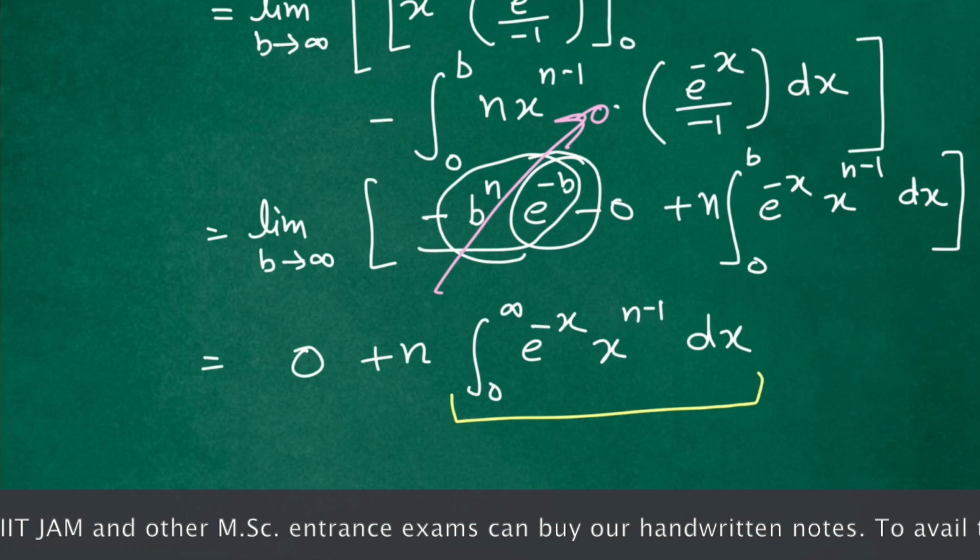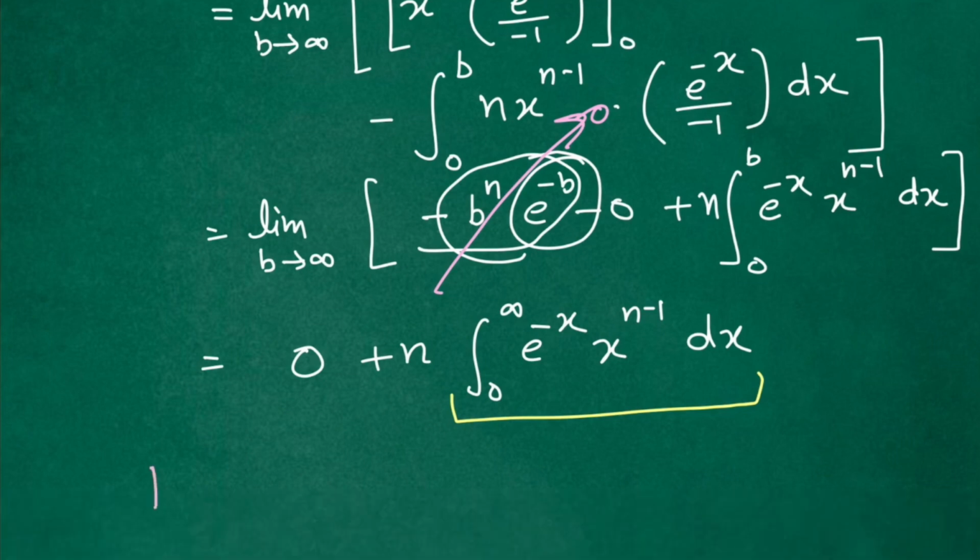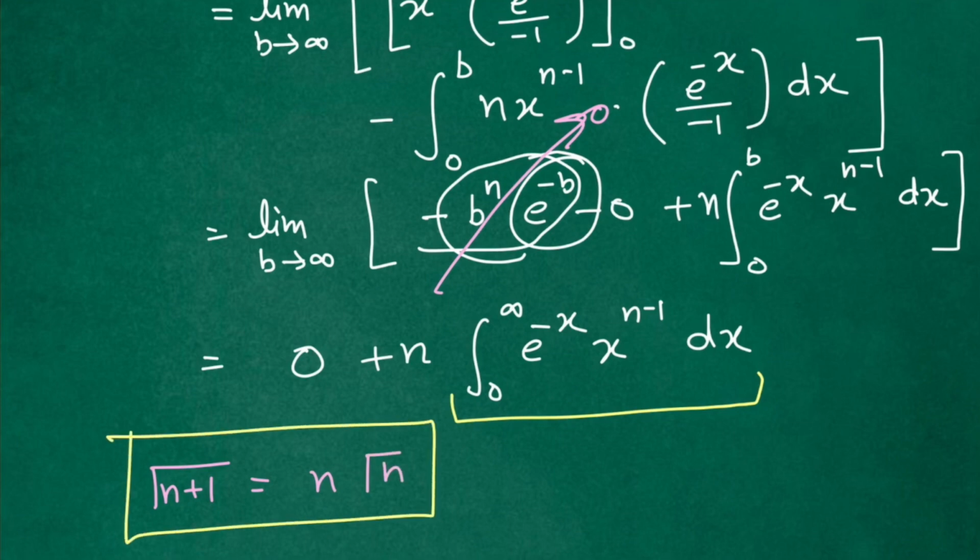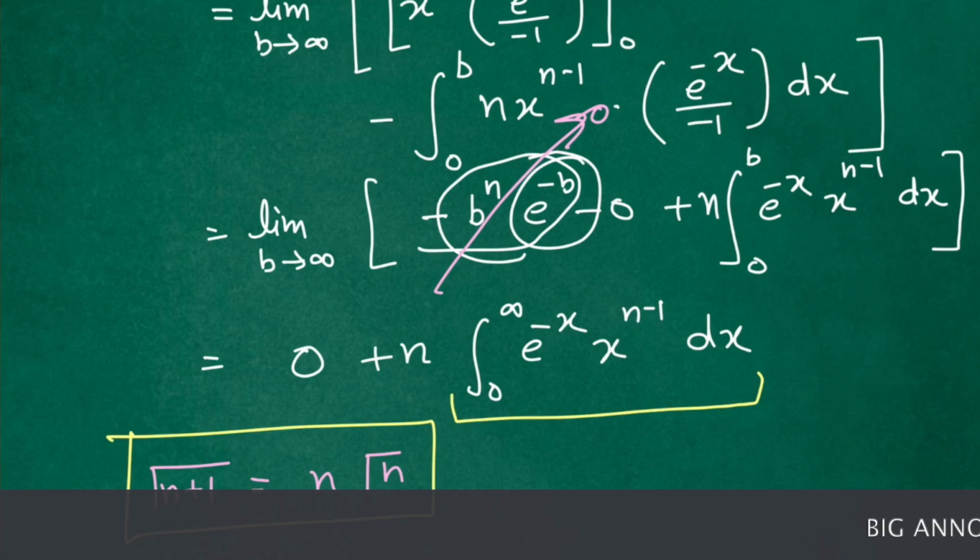So on the left hand side we had gamma(n+1), and on the right hand side we are left with n times gamma n. Okay, and this is the required relation that we were looking for.